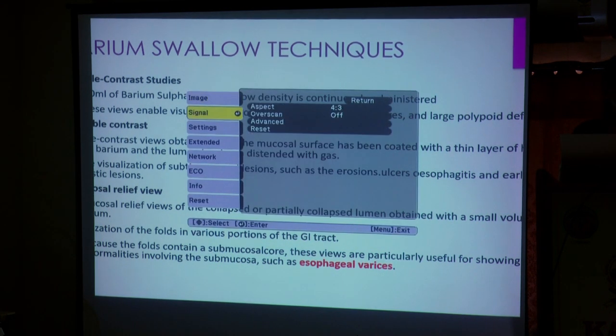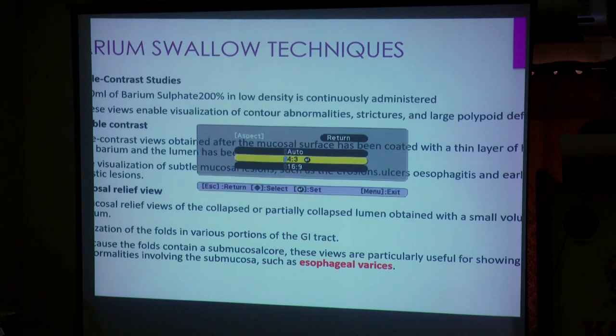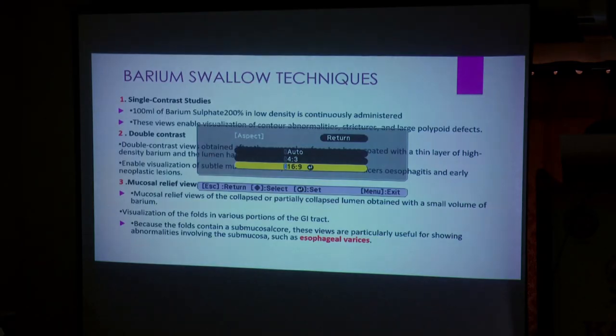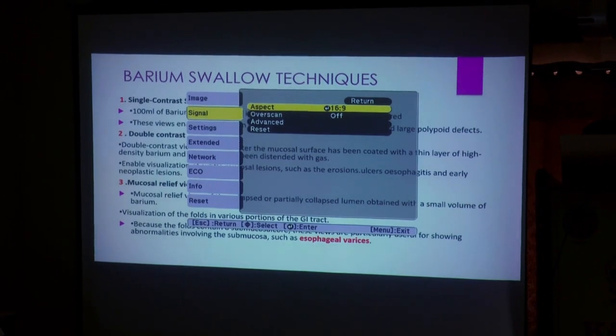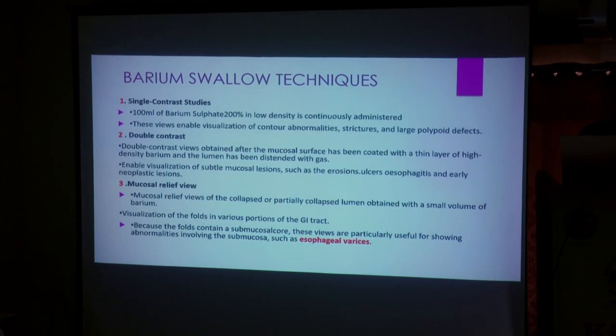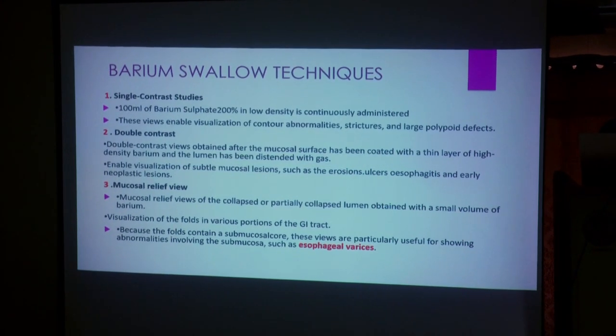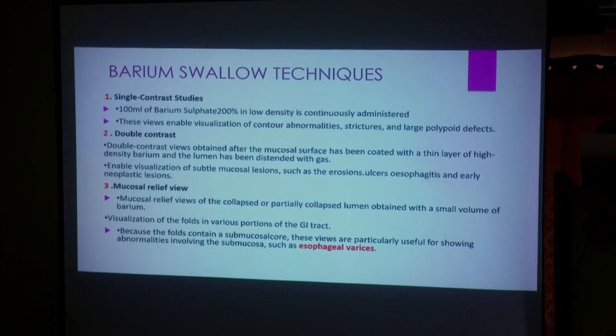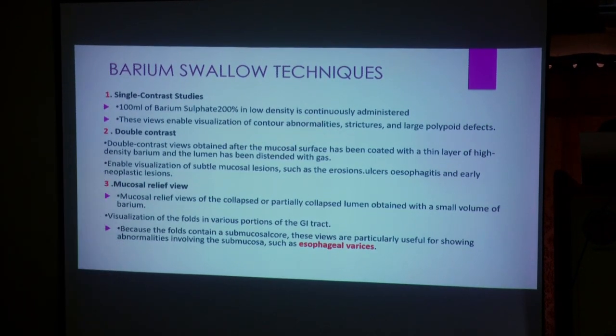Single contrast, you use a low density barium and a small 100 ml, and it's mainly used for any contour abnormalities and large lesions, large polypoid lesions. Double contrast, you give a small quantity of high density barium followed by pneumatic distension, which is very useful for smaller lesions like erosions and ulcers and early neoplastic lesions, for which a double contrast is used.